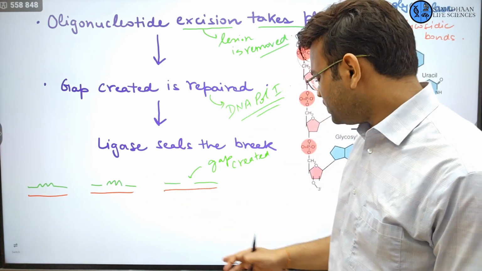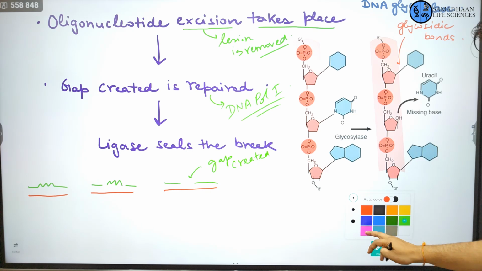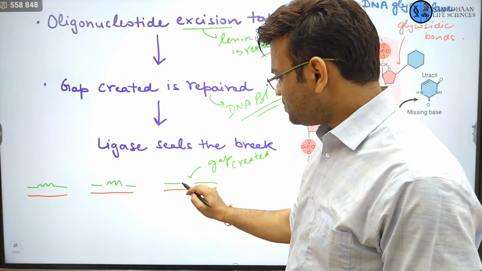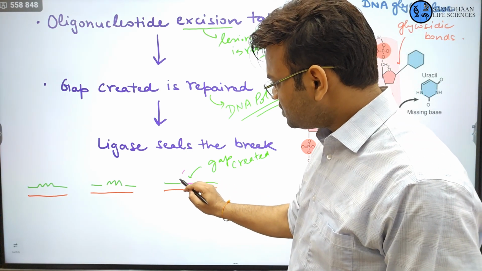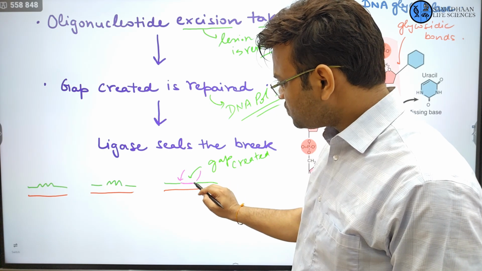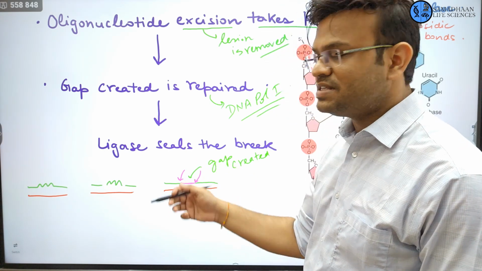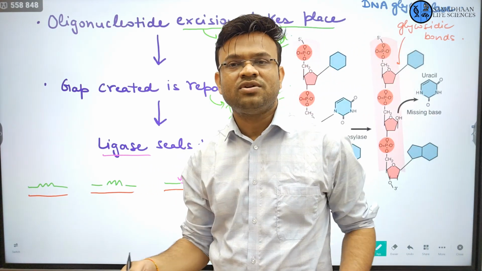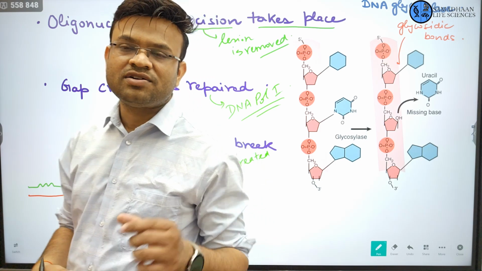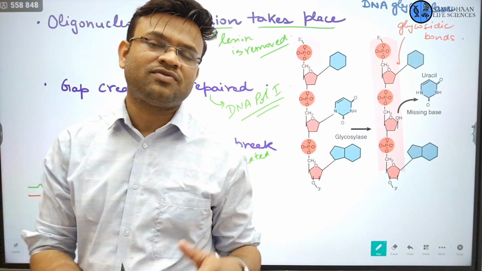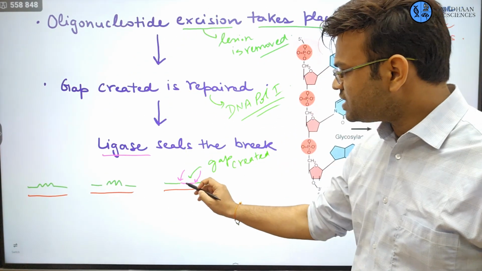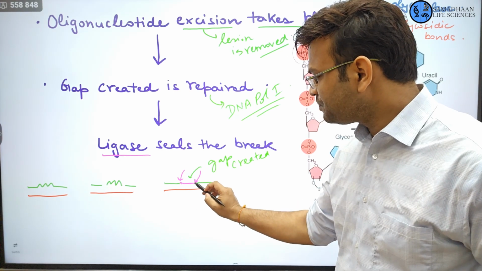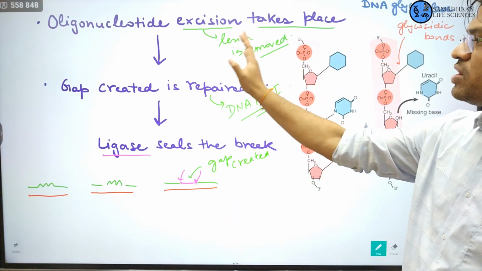And then finally, when the gap is repaired, let us say it is repaired like this, then these phosphodiester bonds are sealed by the ligase enzyme. All of us know that the utilization of ligase is that it reseals the bond, or remakes the phosphodiester bond. So this phosphodiester bond will be formed again. Okay, so I hope you got a clear understanding.